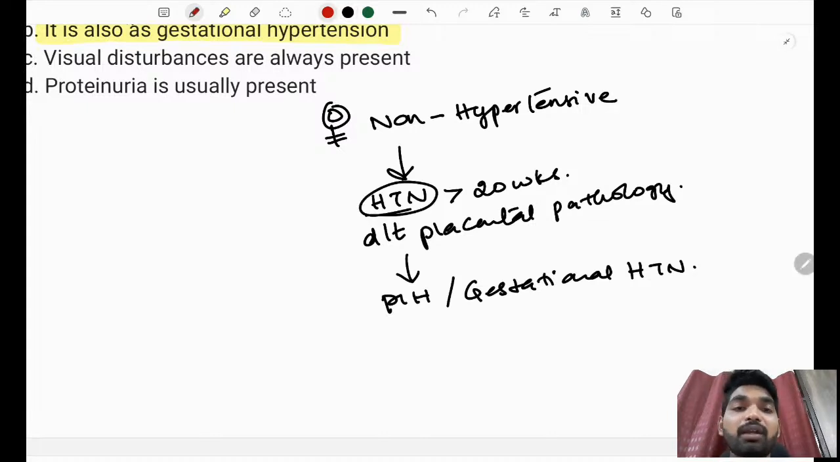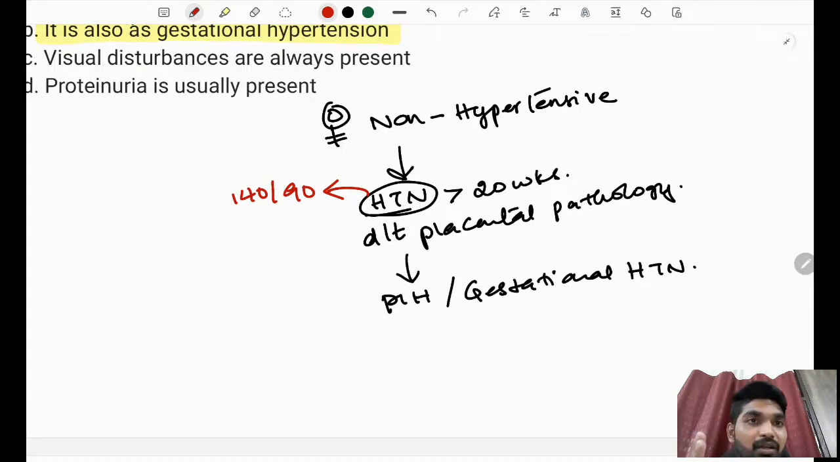hypertension? What should be the value for hypertension? If you want to say that this pregnant woman is hypertensive, what is the cutoff? Let me see who is going to give me the quick answer for this. What is the cutoff? Yes, 140/90. Excellent. It is not 120/80. It is normal, right? 120/80 is normal. Then you will be calling it as normotensive. 140/90, 4 hours apart, 2 readings. So cutoff you just remember 140/90.